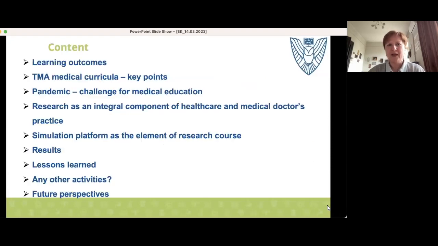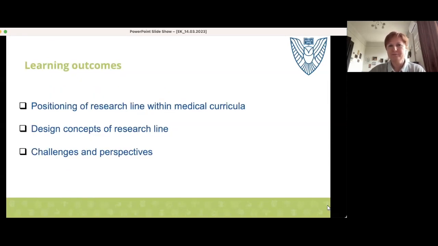On this slide, let me share with you the content of today's presentation. Of course, I will share with you the learning outcomes, those that will be achieved as an outcome of our session today. And I would like to share the achievements and point to those we did together with the CyberPatient, this helpful tool for the simulation platform.